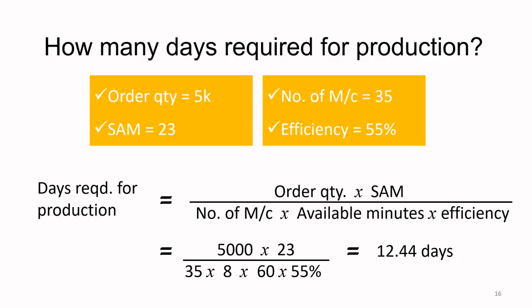So what we are saying here is that the factory will require 13 days to manufacture these 5,000 pieces using 35 machines, and it has an efficiency of 55%, and 55% means only 55% of the time the machines are being used. So therefore, it will take 13 days. If it was working at an efficiency of 100%, then it would take somewhere around 6.5 days, just half of this. But because the efficiency is only 55%, therefore it will take double the number of days, which is 13 days.